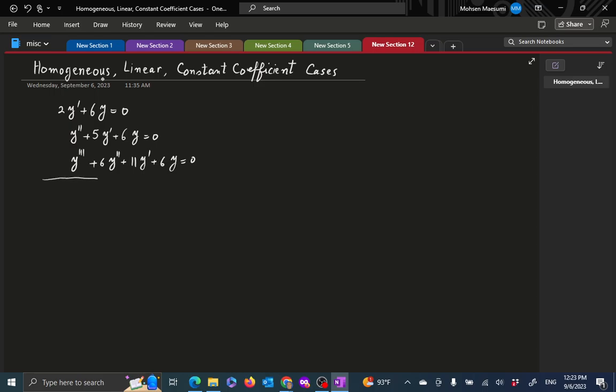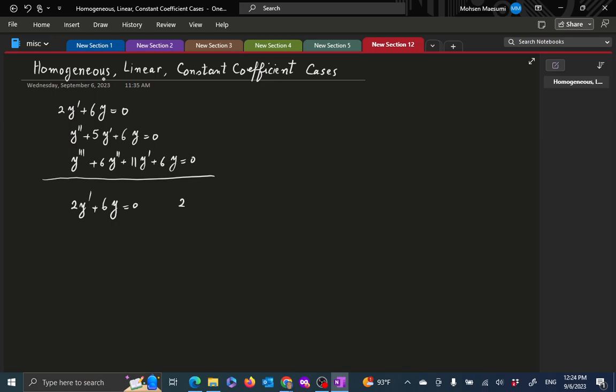Let's take the simplest of these cases, 2y prime plus 6y equal to 0. Well, we have seen this problem several times before. We have solved it by the method of separation. We have solved it by the method of integrating factor. Let's see if we can solve it by just recalling some properties of functions from calculus.